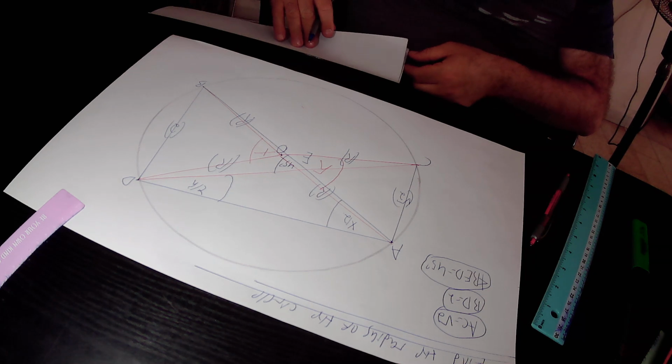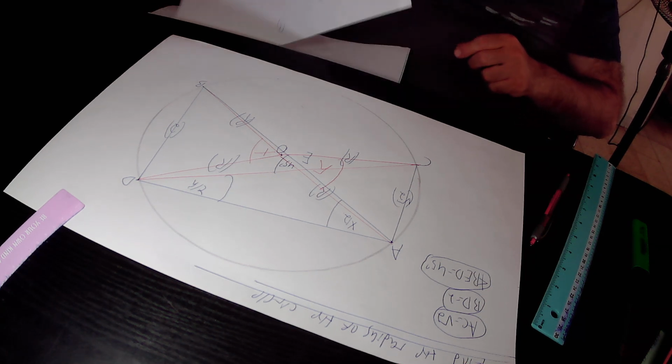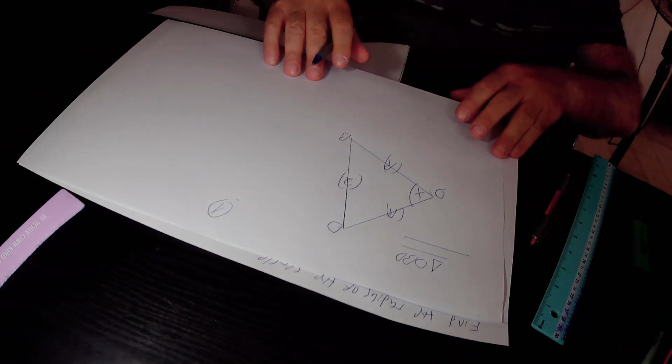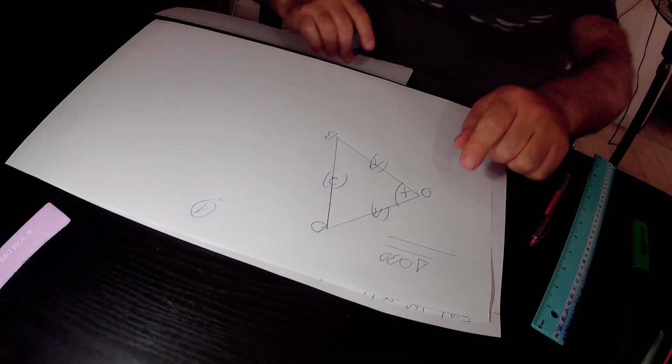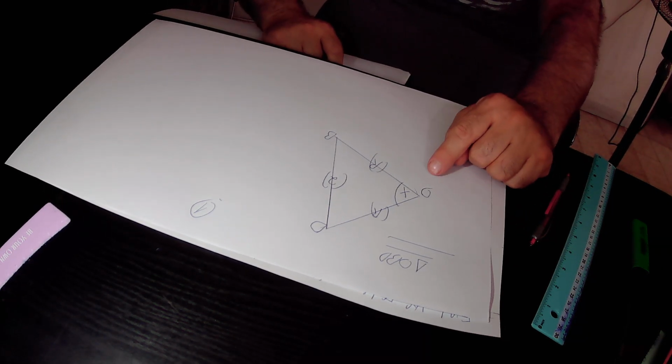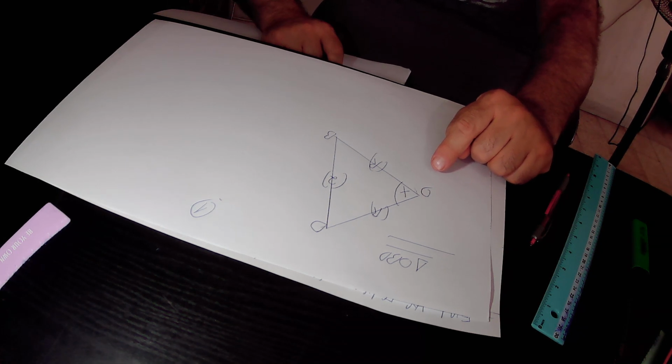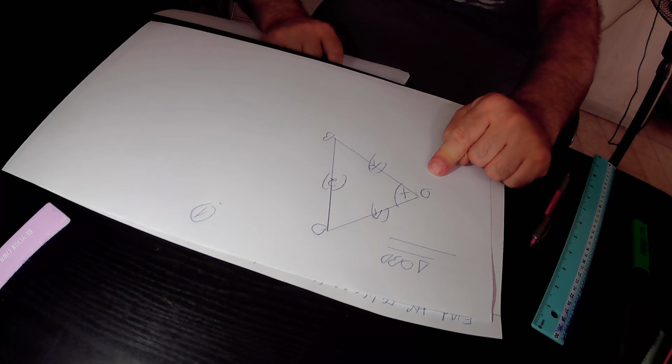So actually, this is triangle OBD with the coordinates from the original drawing. In the next step, we'll implement the law of cosines in this triangle, triangle OBD.